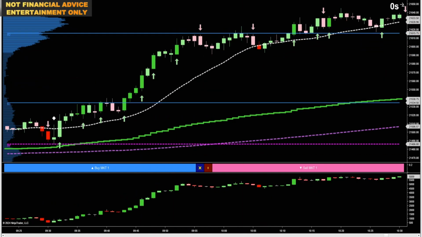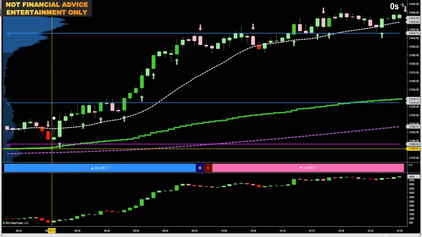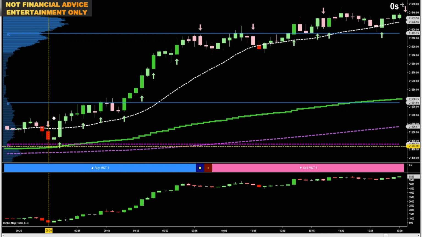How about my go-to 1 minute chart? Same idea. We get a couple signals to the downside, but we got a big old cluster of key levels right here. I want to make sure price breaks below these key levels. We reject at this big cluster of key levels.